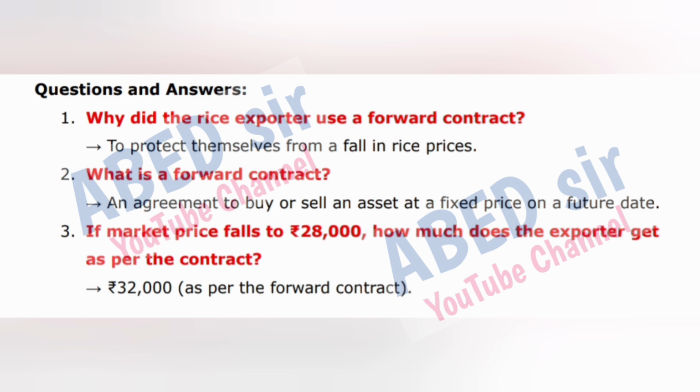Questions and answers. 1. Why did the rice exporter use a forward contract? To protect themselves from a fall in rice prices. 2. What is a forward contract? An agreement to buy or sell an asset at a fixed price on a future date. 3. If market price falls to 28,000 rupees, how much does the exporter get as per the contract? 32,000 rupees, as per the forward contract.